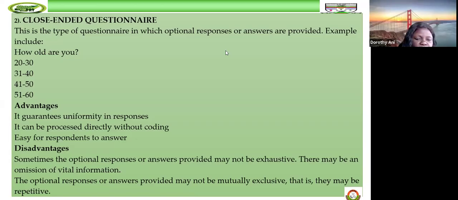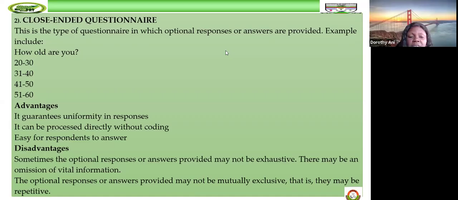So what are the advantages? One, it guarantees uniformity in responses. There is uniformity because if it were open-ended, Mr. A can be telling you a different thing, Mr. B can be telling you another thing for the same question. But here, because you have already restricted them to the answer, there is uniformity. It can be processed directly without coding, and it's easy for respondents to answer. Just like we said, this one is very easy. I don't need to write anything. I don't need to say anything.